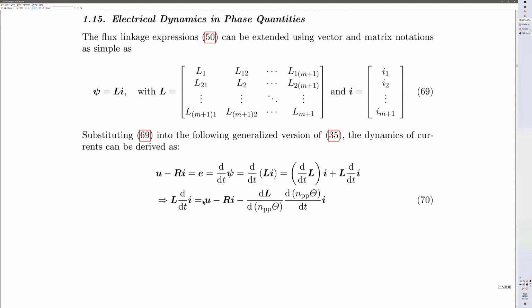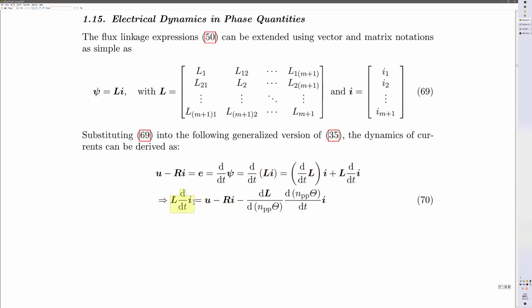That's it. Now we are finally ready to write down the electrical dynamics in phase quantities. We have this matrix in its explicit form. This is the current. The electrical dynamics is like this. We just use bold symbols for vectors and matrices. This is a simple derivation.